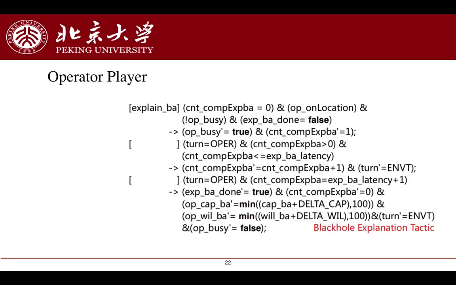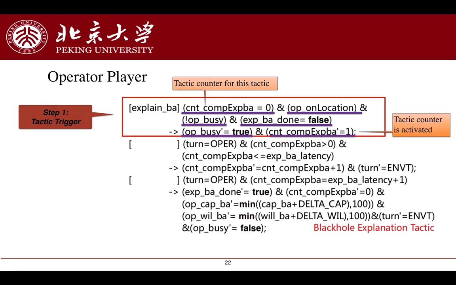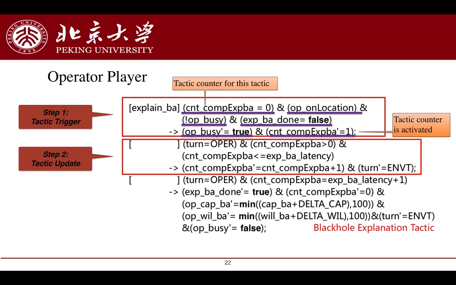For every tactic, there will be 3 different commands involved. Here I will just illustrate how tactic black hole explanation is modeled. The first one is called tactic trigger, which occurs in the following conditions. First, the counter for this explanation tactic is 0, meaning that this tactic is not being executed right now. Second, an operator is on location. Third, this operator is not busy. Fourth, the tactic has not been executed before. As a consequence, the operator will be set as busy and the counter will be set as 1, meaning that this tactic is activated.